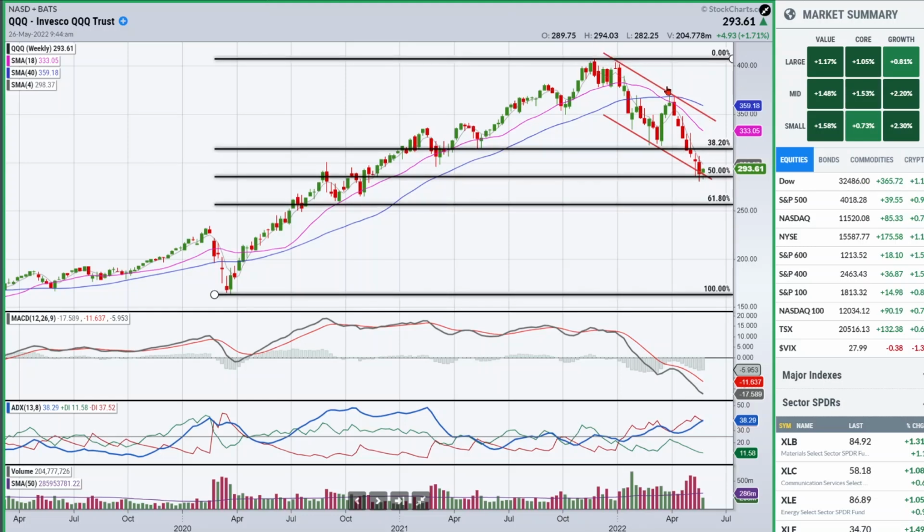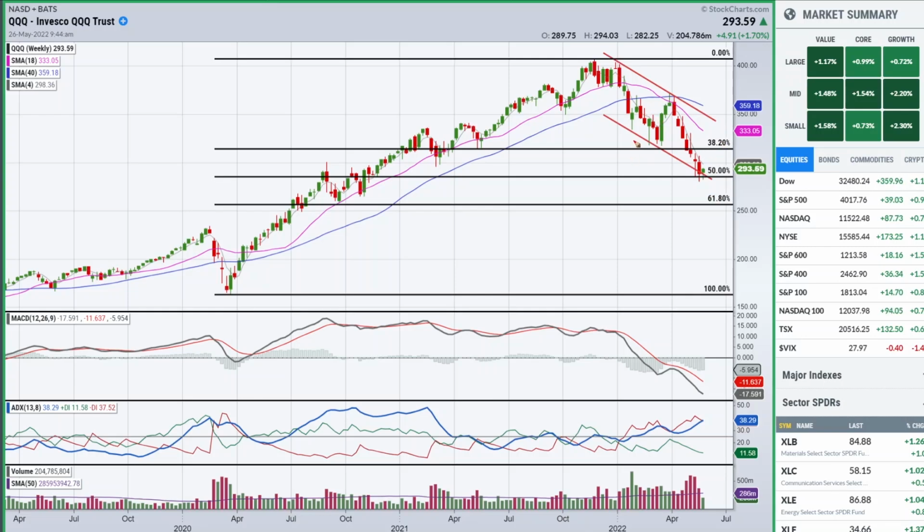Now, I also drew in a channel, basically a parallel channel. So you start with connecting these highs and then draw a parallel line from these lows. And essentially what we've got is a pretty key area right here, which is where this is trying to bottom right now. We've got the 50% retracement and the lower end of this channel. So this is a good spot for a rally.